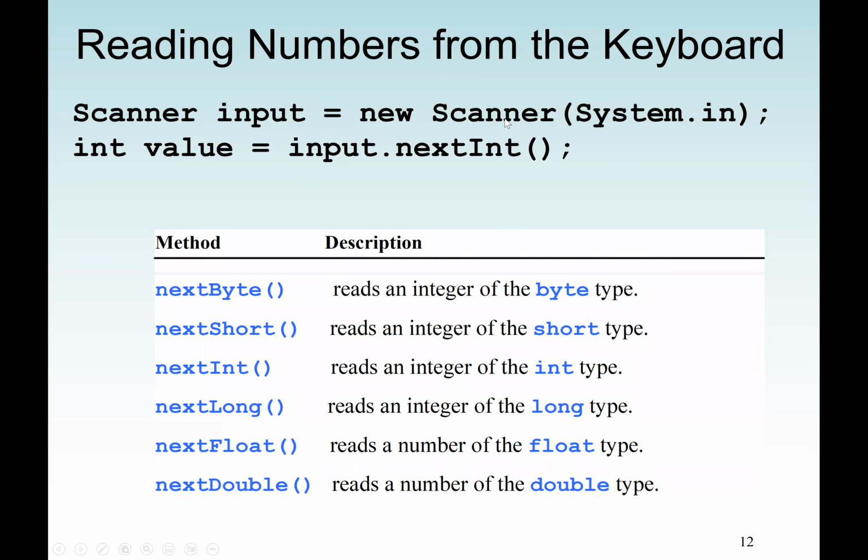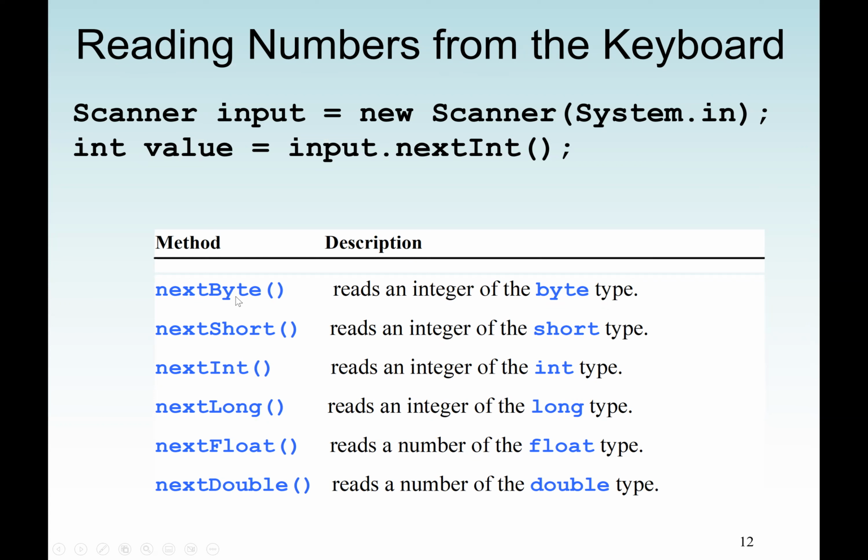Scanner here is like a constructor. We may discuss in the future what a constructor is, and also that new dynamically allocates memory space for our object input. We may discuss that in more detail when we cover object-oriented programming in Java. After we create our input object, we can use it with its methods. The method you use depends on the data type. Here we use the nextInt method because the variable value is expecting an int value. So we have examples here.